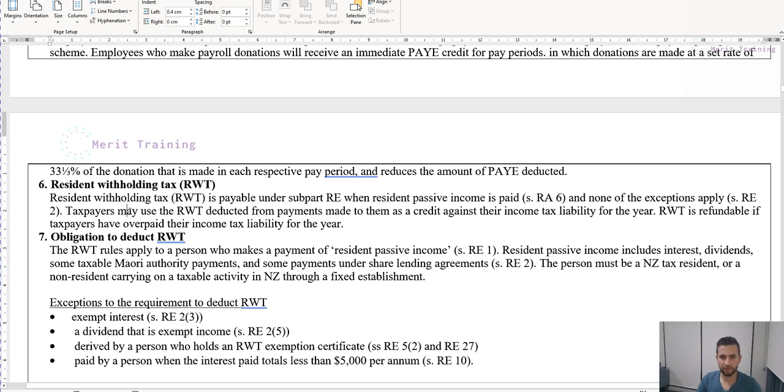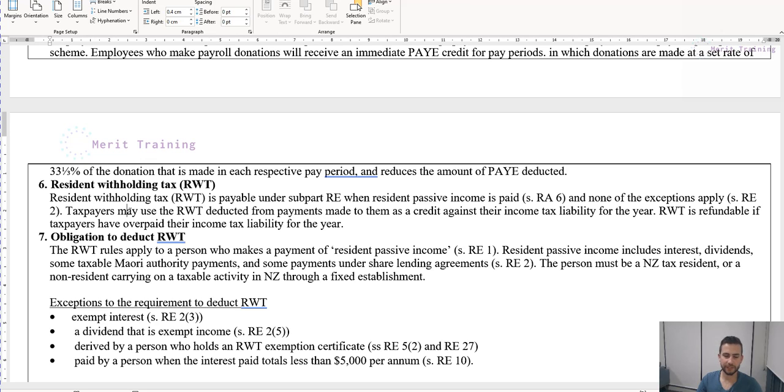So the next withholding is resident withholding tax, also known as RWT. This is payable when resident passive income is paid and none of the exceptions apply. Taxpayers may use RWT deducted from payments made to them as a credit against their income tax liability for the year. RWT is refundable if taxpayers have overpaid their income tax liability for the year.